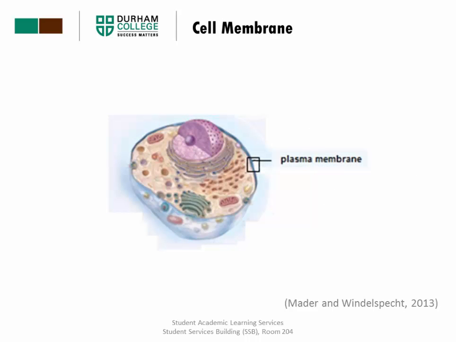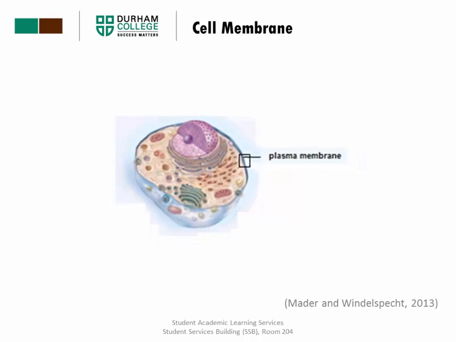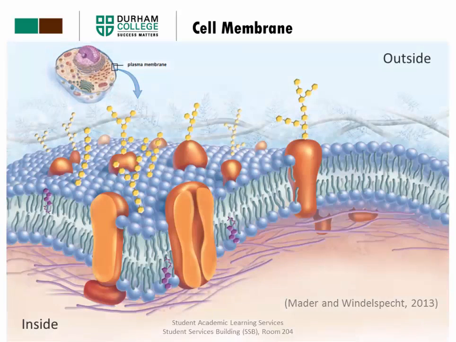Looking at a cell, we can note that the cell membrane, sometimes referred to as the plasma membrane, is the outer wall of the cell. Cutting through that, we can see that there are a number of chemicals that make up the cell membrane. There are phospholipids that make up the phospholipid bilayer, proteins, carbohydrates, steroids, and various other chemicals. Again, the role of the cell membrane is to separate the inside environment of the cell from the outside environment.